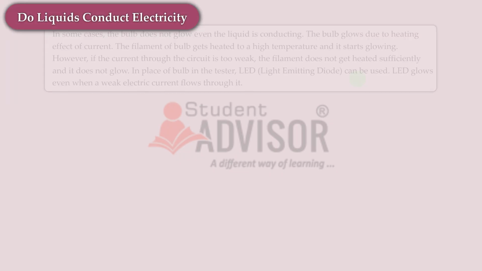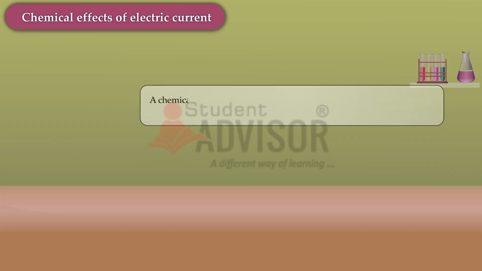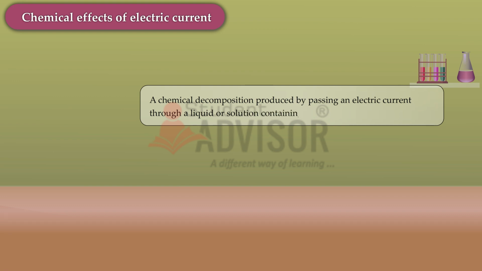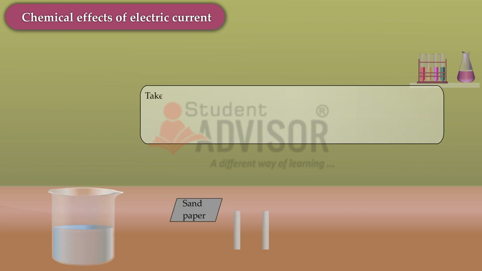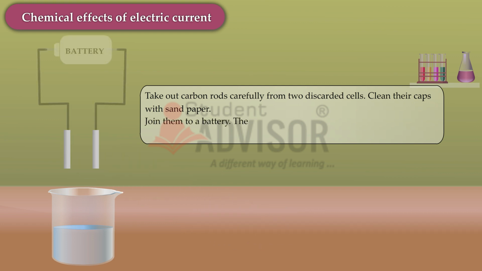Light emitting diode. A chemical decomposition produced by passing an electric current through a liquid or solution containing ions is called electrolysis. Take out carbon rods carefully from 2 discarded cells. Clean their caps with sandpaper. Join them to a battery. These are called electrodes.